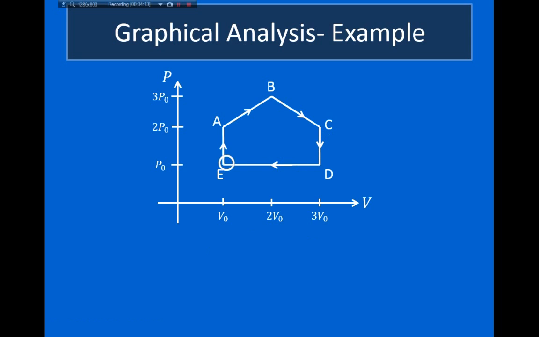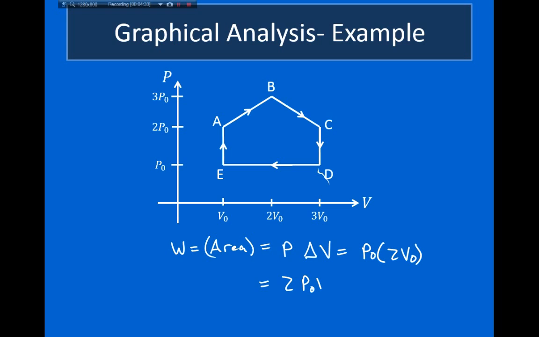Now when I go from D to E, the volume of the gas is changing, so the work is equal to the area under this graph. Actually, in this case, the pressure is always constant, so we could literally just say that this is equal to the pressure times the change in the volume. The pressure we have is P0. The change in the volume, I'm going from 3 V0 to V0, so this is 2 V0 change in the volume. So this is equal to 2 P0 V0. And again, we want to look at the sign here. Because the gas is being compressed, its volume is decreasing, the work is going to be a positive value. So we have plus 2 P0 V0.